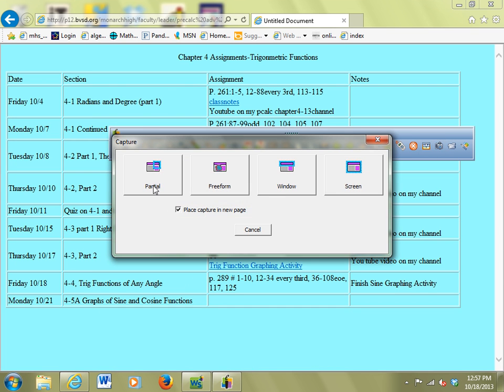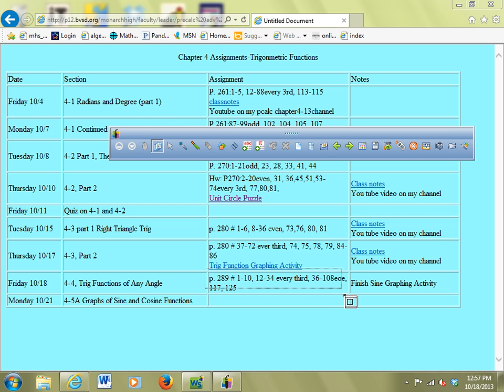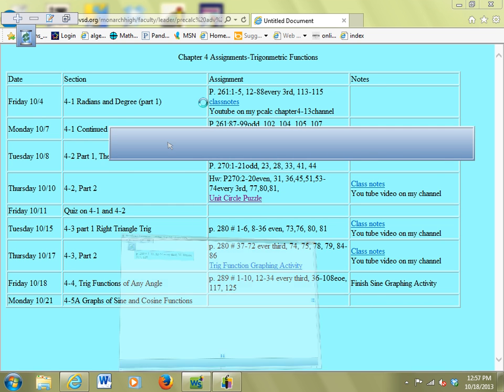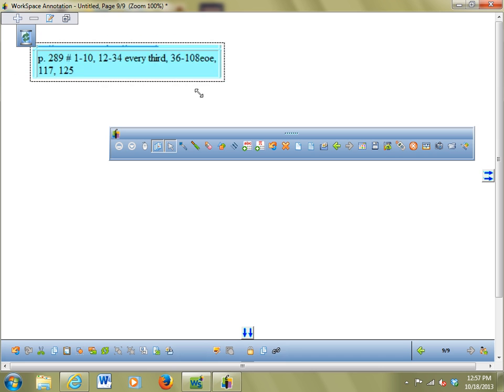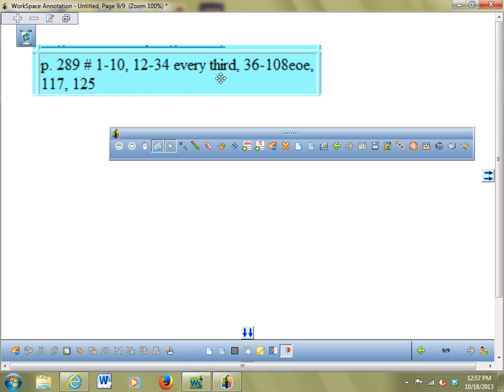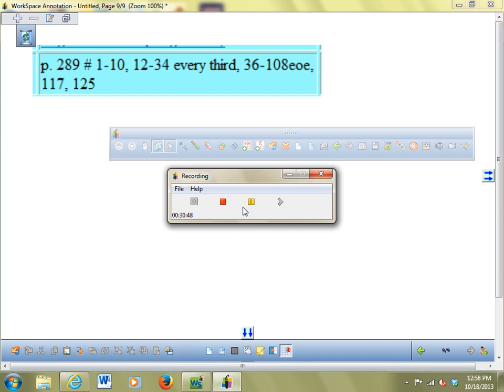Right here. Page 289. So this means 12 to 34 every third, 36 to 108, that's every other even. So I counted 16 problems in there, okay? And it's just like find the reference angle, if cosine is this, what's the sine and stuff like that. 12 to 34, 1 through 10, and then a couple of little thinking problems there. So that's it. And I talked for 30 minutes.